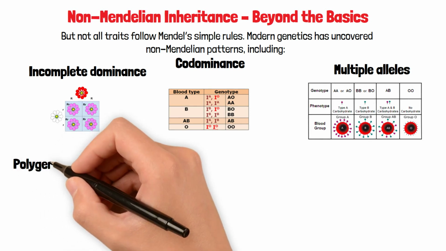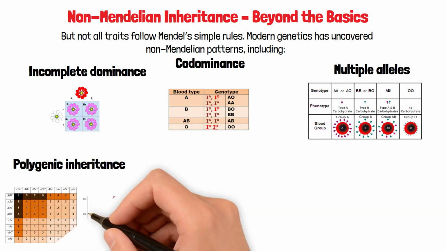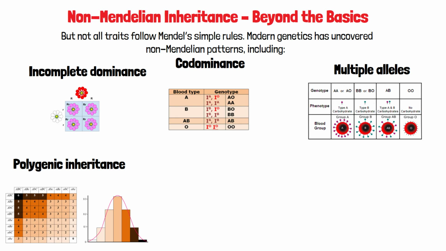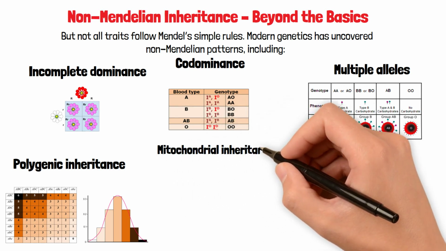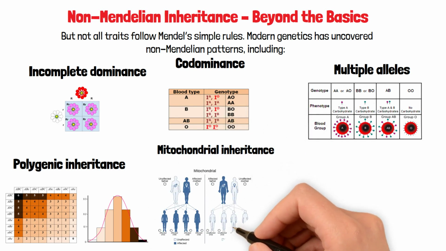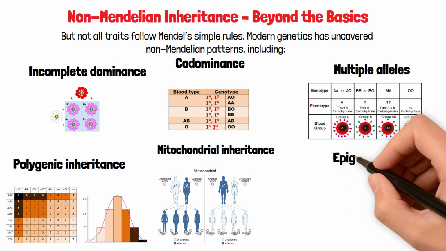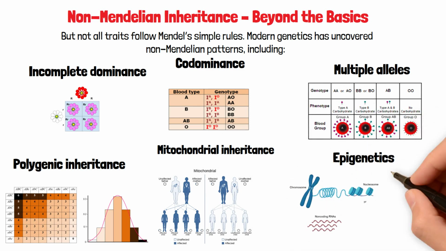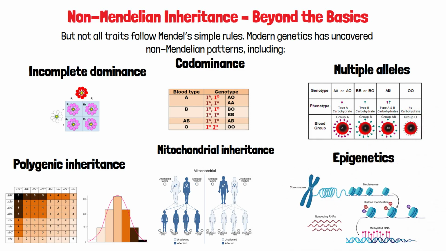Polygenic inheritance: traits controlled by many genes, e.g., human height or skin color. Mitochondrial inheritance: traits passed through mitochondrial DNA, inherited only from the mother. Epigenetics: environmental factors switch genes on or off without changing DNA sequence.